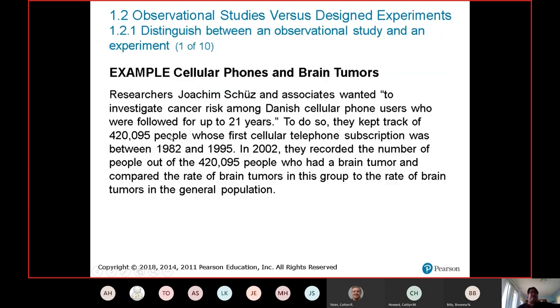Researchers, I've never read this before. Researchers wanted to investigate cancer risk among Danish cellular phone users who were followed for up to 21 years. To do so, they kept track of who had brain tumors and compared. Did they do anything to control or affect this? Yes or no? They didn't do anything. They just recorded numbers. So that means this is an observation.